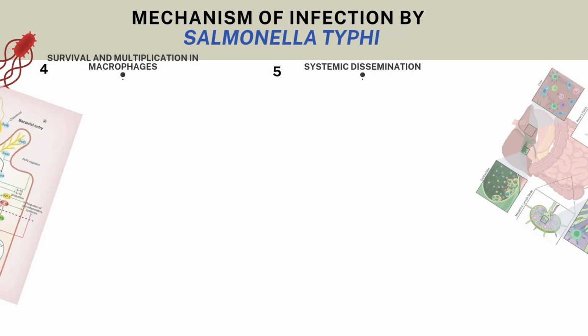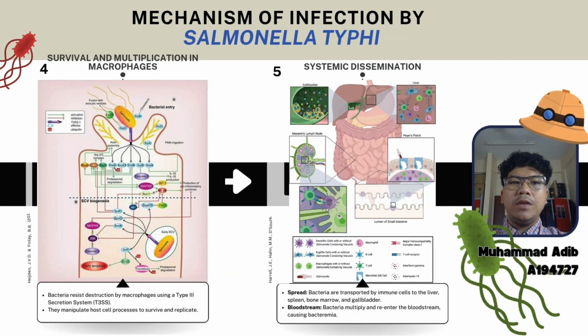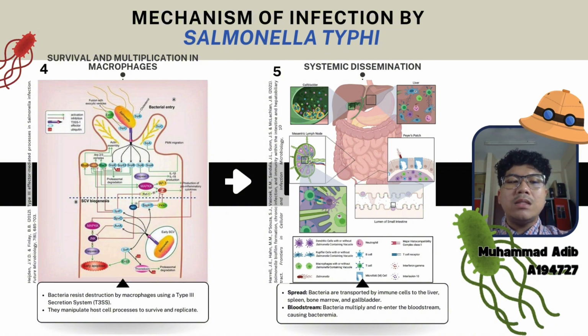After entering the host, Salmonella typhii infects intestinal epithelial cells and is engulfed by the macrophage as part of the immune response. However, instead of being destroyed, the bacteria use a specialized mechanism called the type 3 secretion system, T3SS. This system injects bacterial proteins into the host cell, disrupting normal immune processes.